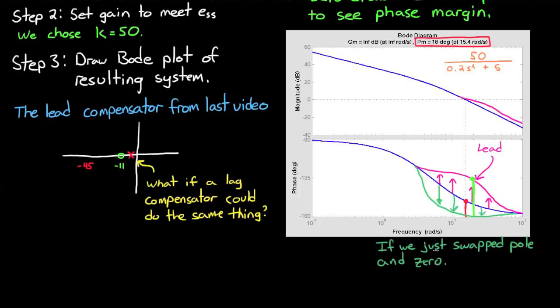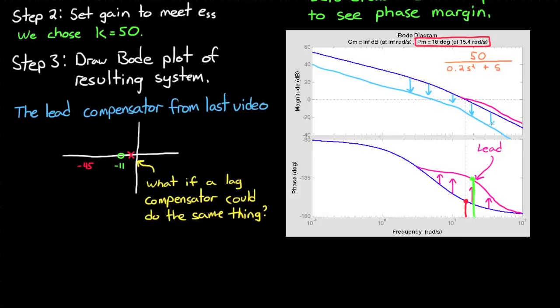When using a lag compensator, we're trying to meet our phase margin not by adjusting the phase, but by adjusting the magnitude plot. You can clearly see that if we dropped magnitude, the gain crossover frequency would move to the left, which would increase our phase margin since phase gets further away from minus 180 degrees as you go further left.